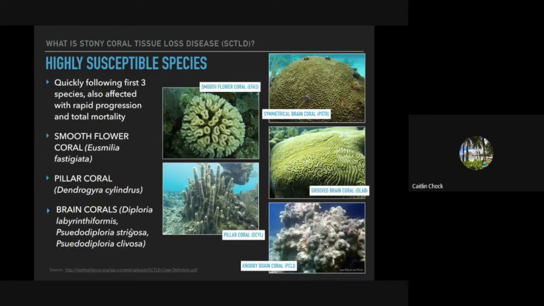Okay, our other highly susceptible species are quickly following the first three species. They're also affected with rapid progression and total mortality. So our EFAS here, we just saw this one in the coral ID. Our pillar coral, our DCYL, which I'm sure you guys all know. Our PSTR, or symmetrical brain coral, the DLAB, and the knobby brain coral, the PCLI. Okay, so these are all our highly susceptible species. These are the ones we're really, really looking for at this point to detect the first signs of this disease.